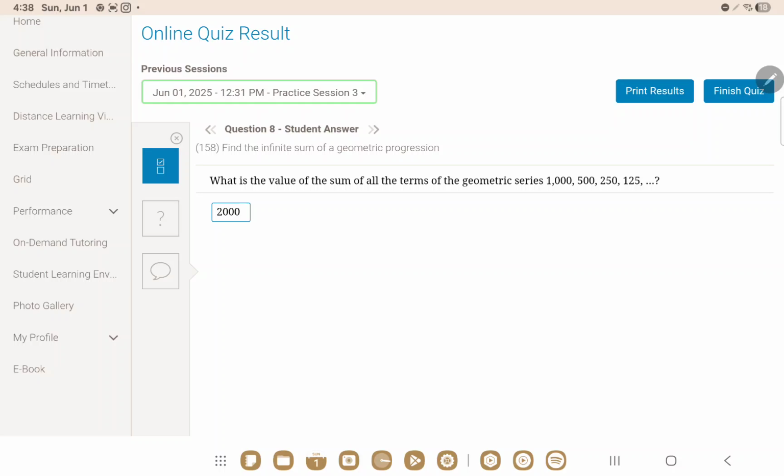What's the value of the sum of all the terms? By the way, another thing I forgot to add: if you want to find the sum to infinity, your common ratio should be between 1 and negative 1. It should be bigger than negative 1, yet smaller than 1. If your ratio is smaller than negative 1 or bigger than 1 or equal to either of the two, you cannot find the sum to infinity. It's impossible. So here our common ratio is 500 over 1000, which is 5 over 10, which is 1/2. It's less than 1 and greater than negative 1. So now we can do it.